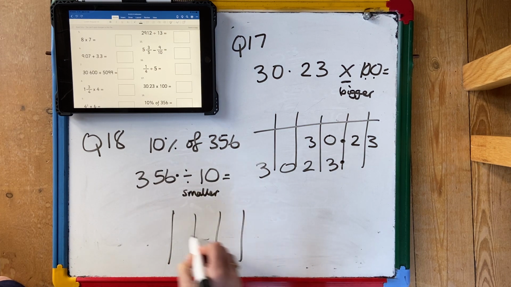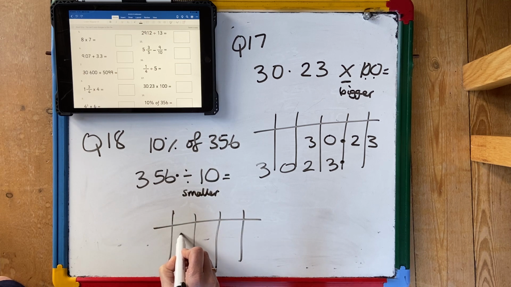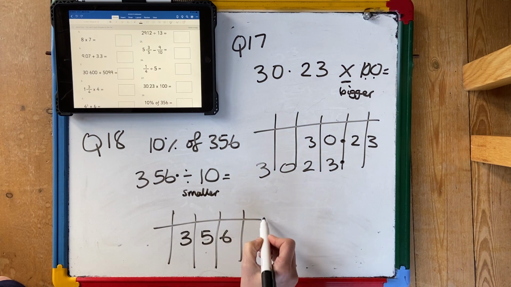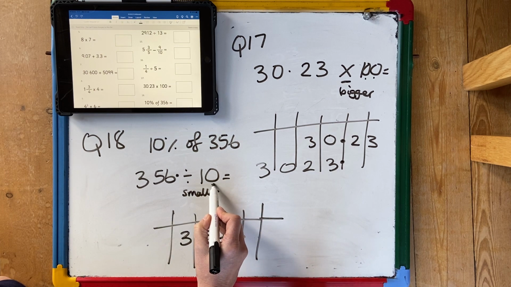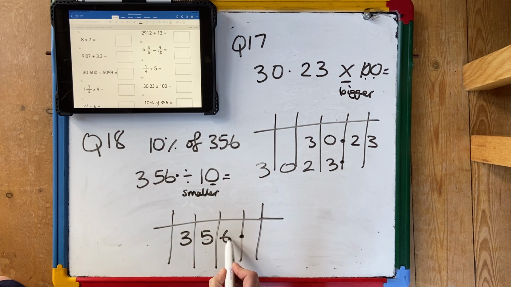Or use your place value grid, 356. There's the decimal point in a whole number. Divide it by 10. Move each digit 1 place. Move the 6 1 place here. Decimal point stays in the same place, move the 5, move the 3.